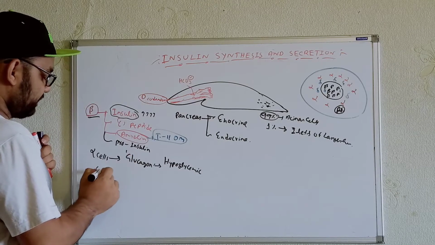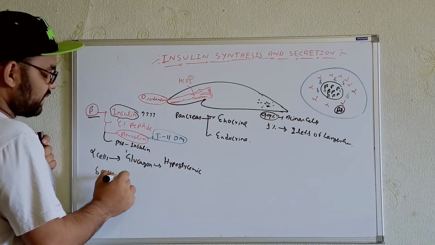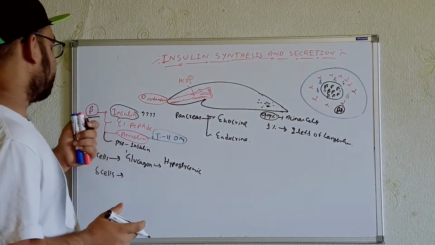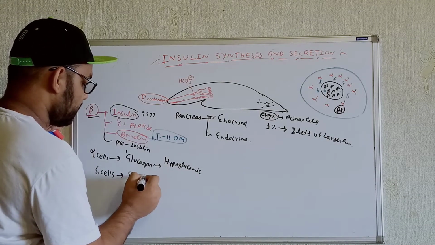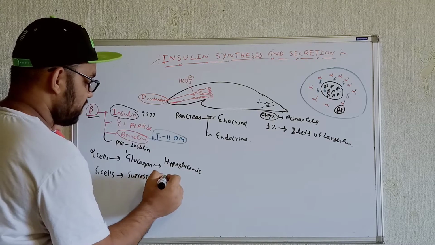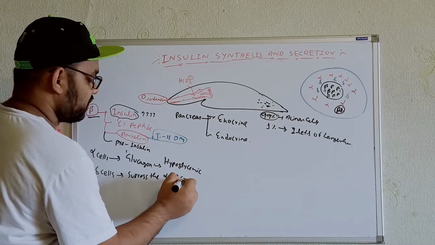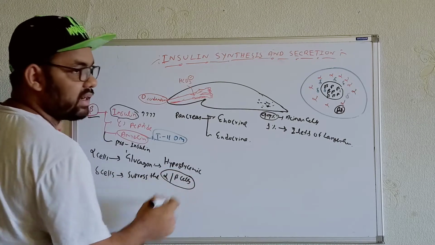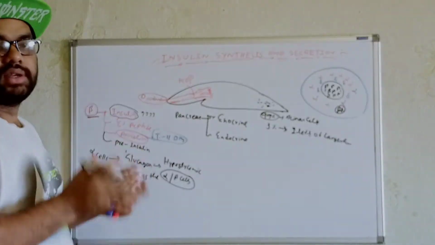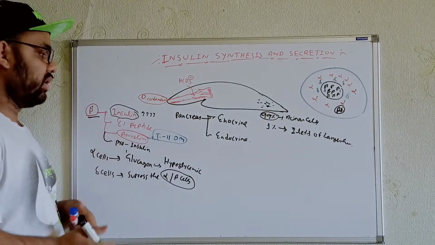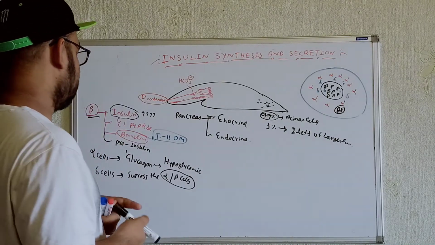And what about the delta cells? These delta cells suppress both the beta cells, as well as the alpha cells. Okay, so it suppresses alpha and beta cells both. We can say, in a better way, that it maintains the secretions of alpha and beta cells. That means it makes a balance between the secretions of insulin and glucagon. Okay, the other things we'll see over here.